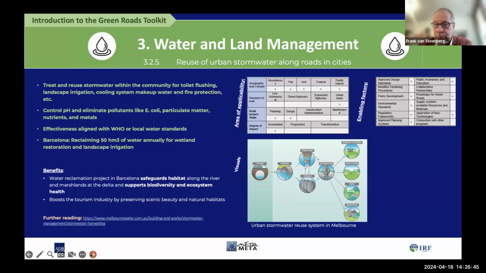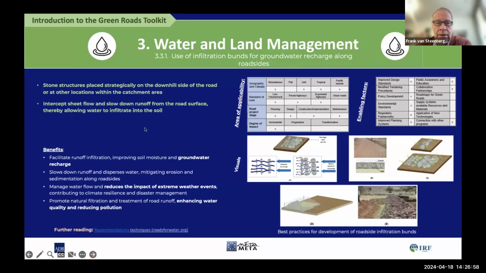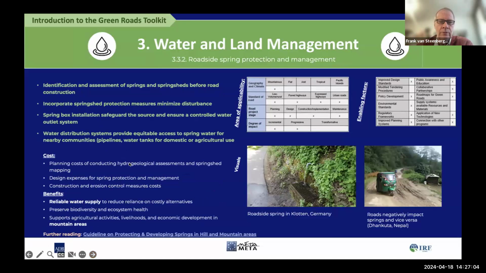And this, of course, boosts tourism. I mean, it has an enormous economic value. It makes life more pleasant for people living in the city. And also it helps the biodiversity as well. So I will skip this one for time's sake. It's similar to the other one.